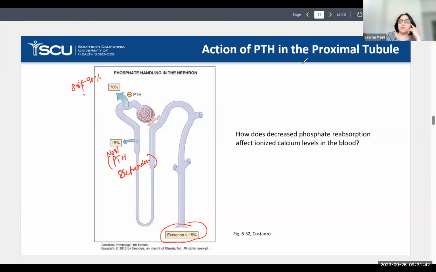So how does decreased phosphate reabsorption affect ionized calcium ion levels in the blood? I think you have your answer. Can you answer this question? Yes. So the idea is that if you remove the friend of calcium ion, phosphate is the friend, you'll have more free calcium ions.